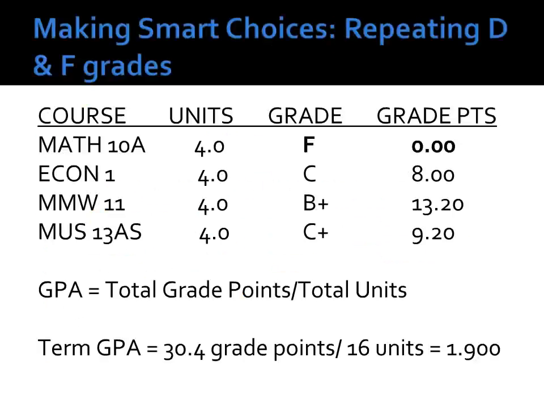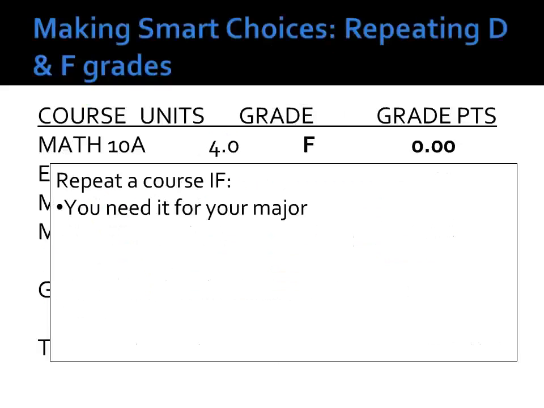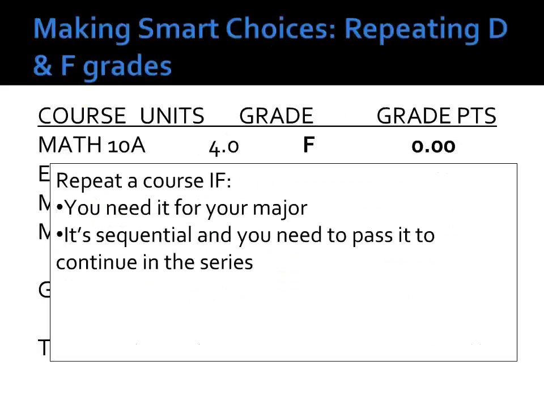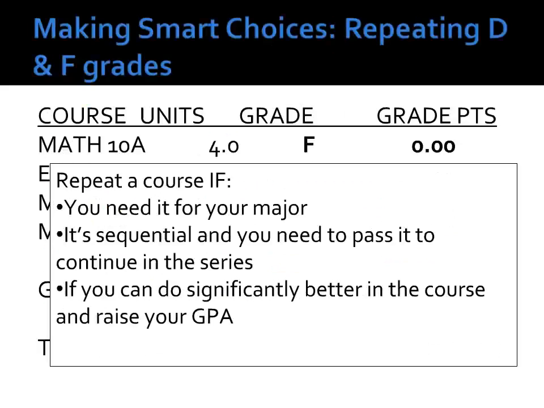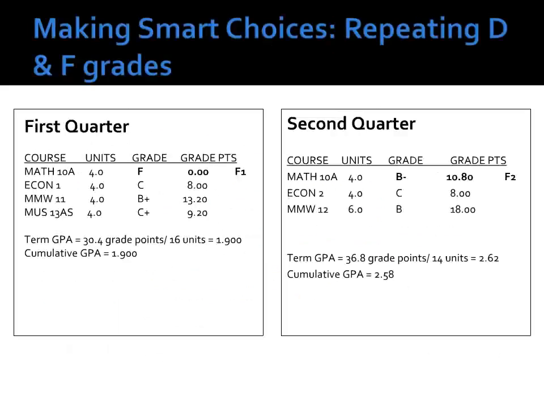The way that you'll return to good academic standing is by making smart choices. Let's move on to see some examples of how you can do this. Repeating D or F grades is a good step toward improving your GPA. This is an example of what your last quarter might have looked like. As you can see, the grade of F in Math 10A put you on academic probation. For next quarter, you should repeat Math 10A if you need the course for your major, if you need to take Math 10B, or if you think you can pass the course. Now you know why to repeat a course.